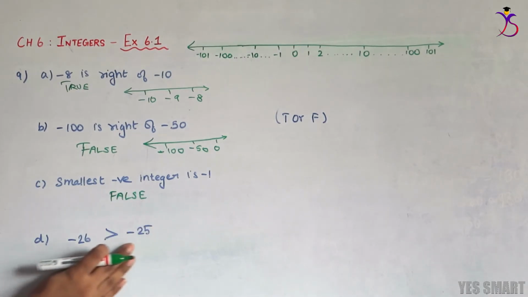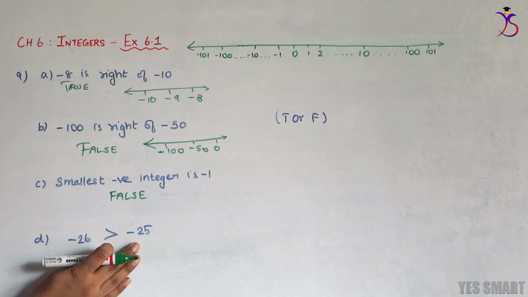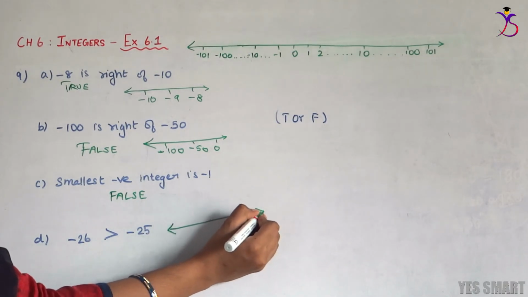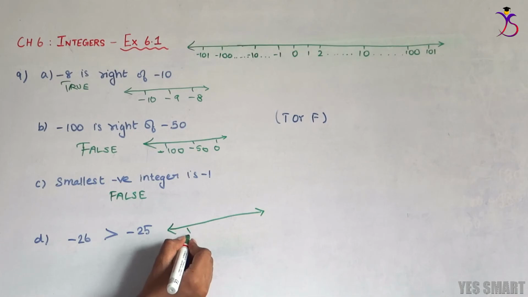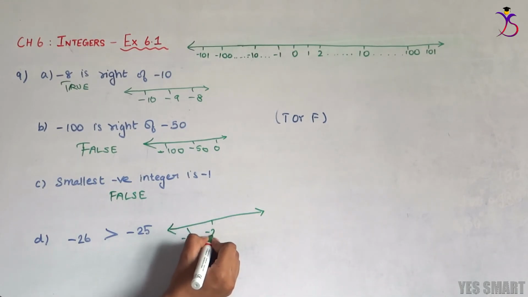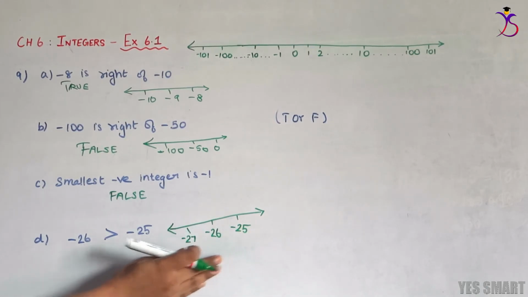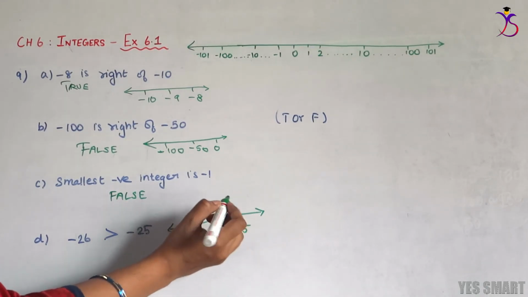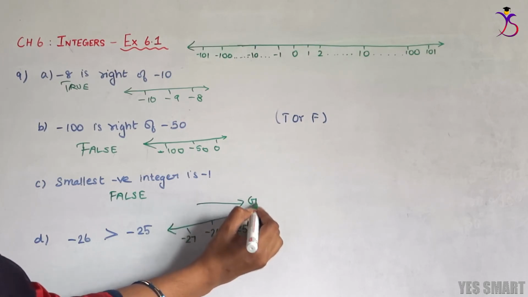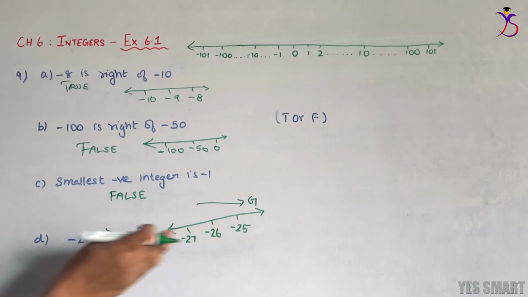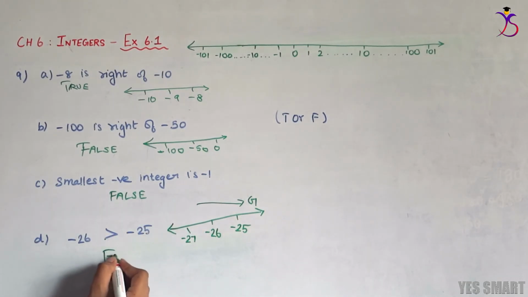D sum, minus 26 is greater than minus 25. We already knew that on traveling along the number line in the right hand direction, the value keeps on increasing. So let me draw the number line separately: minus 27, minus 26, minus 25. Therefore on moving in this direction, the value keeps on increasing. Hence on comparing, minus 25 is greater than minus 26, minus 27 and so on. Therefore the given statement is false.